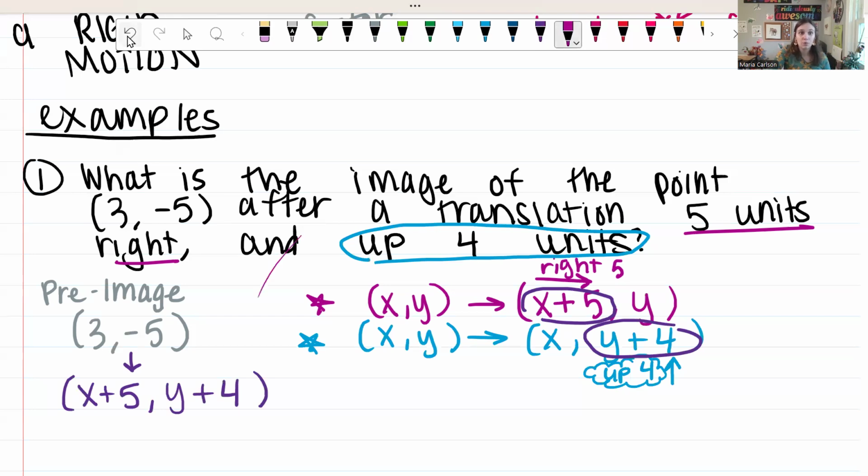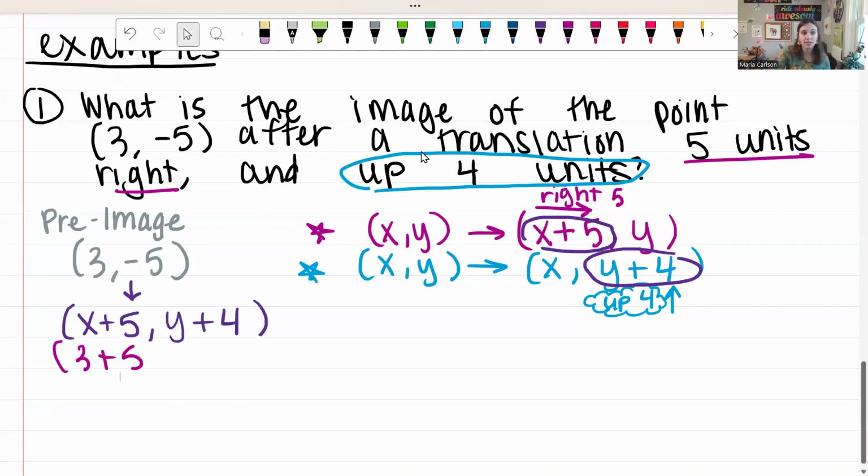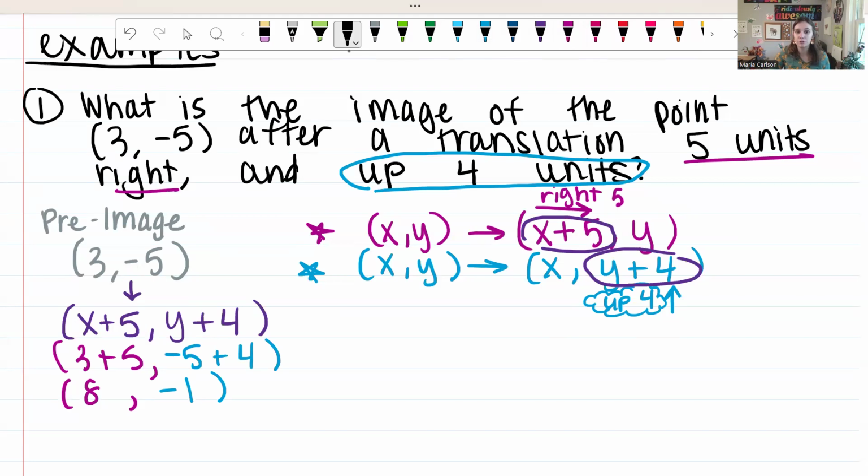So let's see what happens. When I take the original x value 3 and I add on 5, that gives me a new x coordinate of 8. And now looking at the y coordinate, if I take -5 and add on 4, -5 plus 4 is -1. So our pre-image 3, -5 would map to the image of 8, -1.